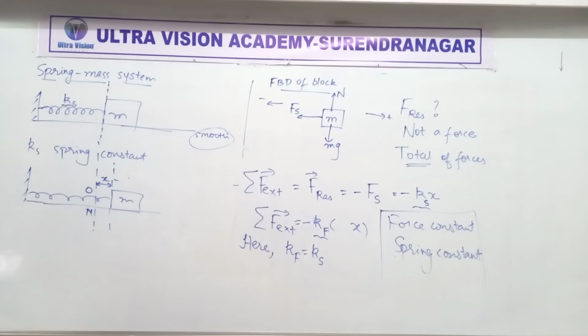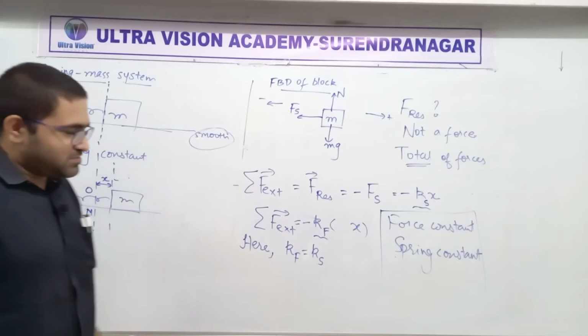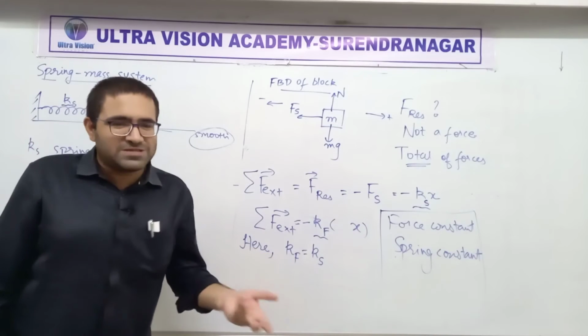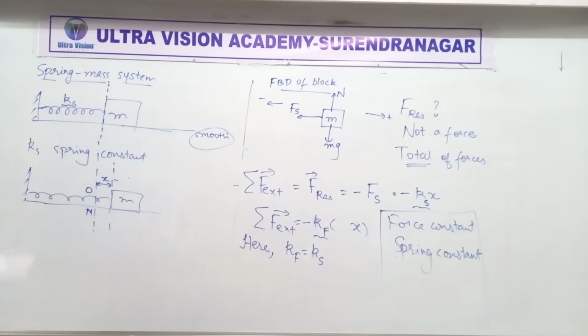equal. Okay, sometimes it happens that there is SHM, but there is no spring. Right? Sometimes there is SHM without a spring. Then obviously there is no spring constant. Okay? Fine. Now let's go to the next.